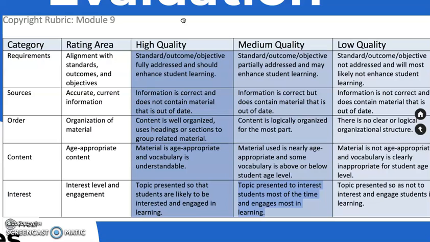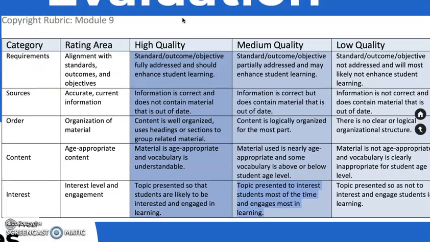So were requirements being met? Did it align with standards, outcomes, and objectives? Were sources accurate and using up-to-date information? Was the material organized in a way that was easy to understand? Was content age appropriate? And was it interesting and did it engage students?